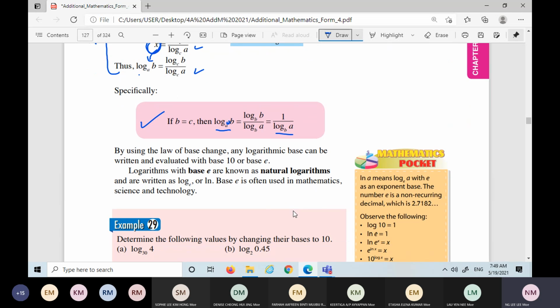Okay, next we look at this. By using the law of base change, any logarithmic base can be written in base 10 or base e. Why base 10 and why base e? Because on your calculator you can only press base 10 and base e. Let me call out the calculator.